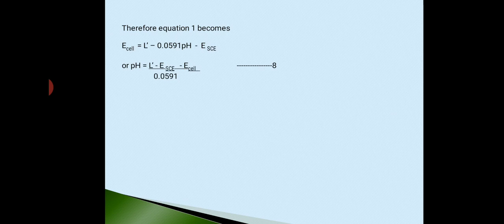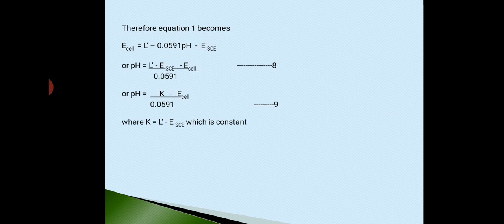Before that, I'll just rearrange the equation. I want pH in the equation form, right? So I'll rearrange the equation and write pH is equal to L dash minus ESCE minus E cell upon 0.0591, which is equation number 8. Once again, L dash minus ESCE is constant, so I'll combine those two and write it as K, where K is nothing but L dash minus ESCE, which is a constant. So now the pH equation is: pH is equal to K minus E cell upon 0.0591.